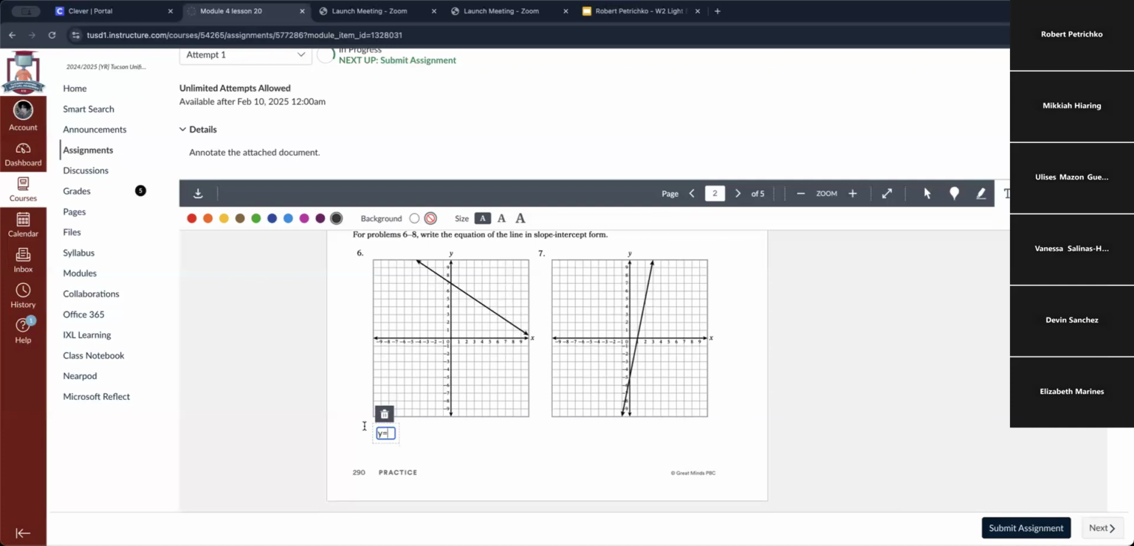And 2, that's 2. 1, 2, 3 is 3. So that's 2/3. Negative 2/3. Okay, so I'm going to send this to you. All right. So that's y equals negative 2/3 x plus 7, which is the intercept.